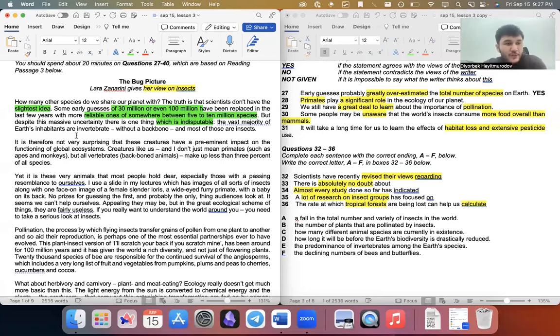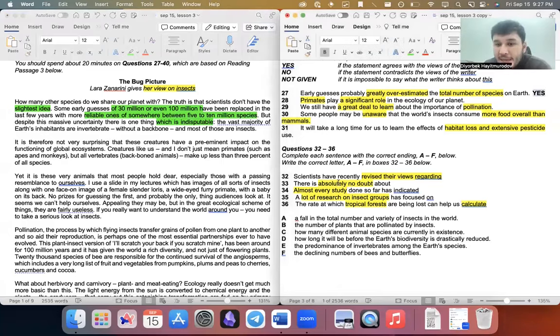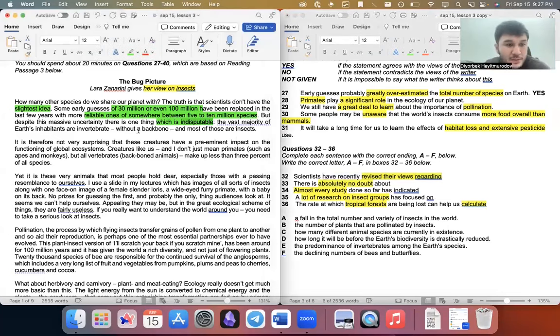The vast majority of Earth, you see, there is the word undisputable. That means I'm doing question number 33, which means I missed question number 32. I need to look at 32. There is one thing undisputable: the vast majority of Earth inhabitants are invertebrate, meaning without a backbone. Most of the species are without backbone, and most of these species are insects. So we have two of them.